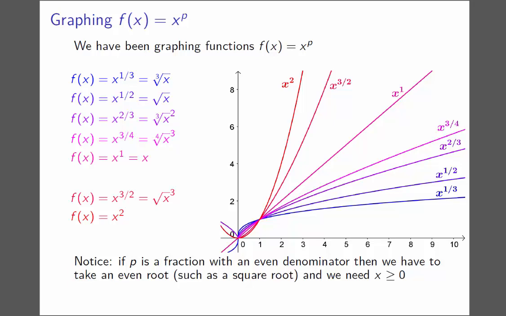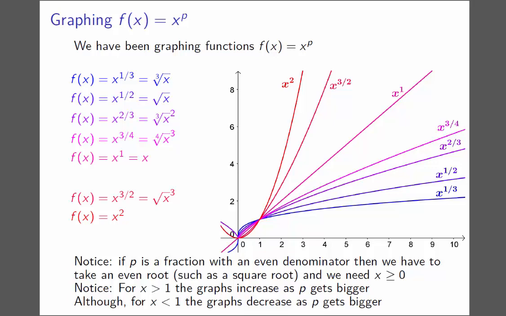One important thing to notice is that for x bigger than 1, the graphs increase as p gets bigger. For instance, x squared is bigger than x to the 3/2, which is bigger than x to the first power, which is bigger than x to the 3/4, and so on down the line. And also notice that for x less than 1, the graph decreases as p gets bigger. In other words, between 0 and 1, the graph of x squared is below the graph of x to the 3/2, which is below the graph of x to the first, and so on.